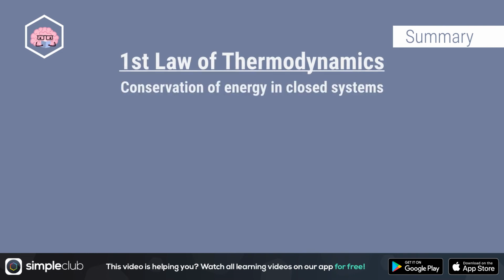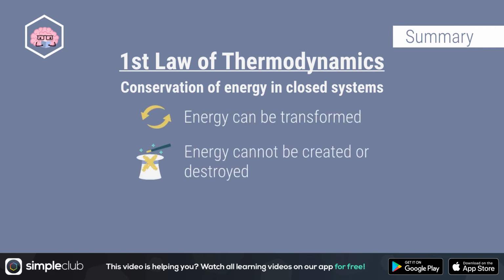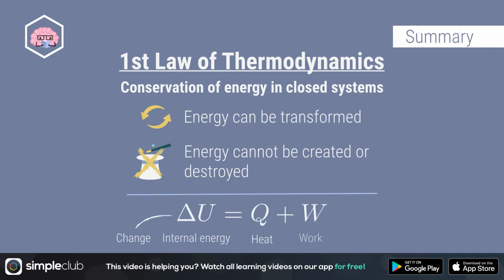The first law of thermodynamics describes the principle of conservation of energy in thermodynamic systems. Energy can be transformed in this case. For example, heat can be converted into work or the other way around. And the simplified mathematical expression of the first law of thermodynamics is delta U equals Q plus W. Because of this, we now know that any change in the internal energy of a closed system always comes about due to heat and work added to or produced by the system.